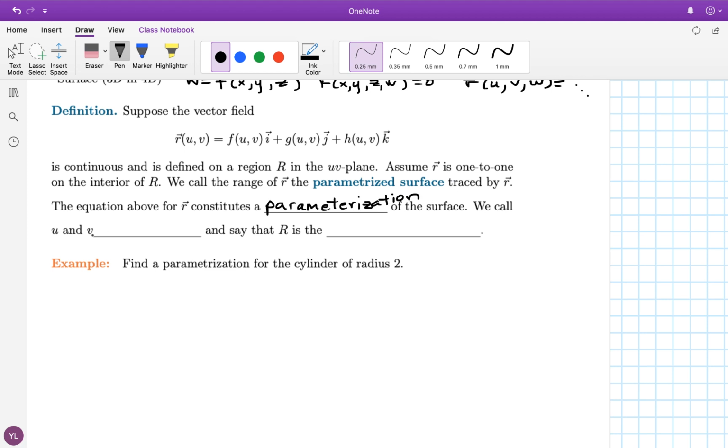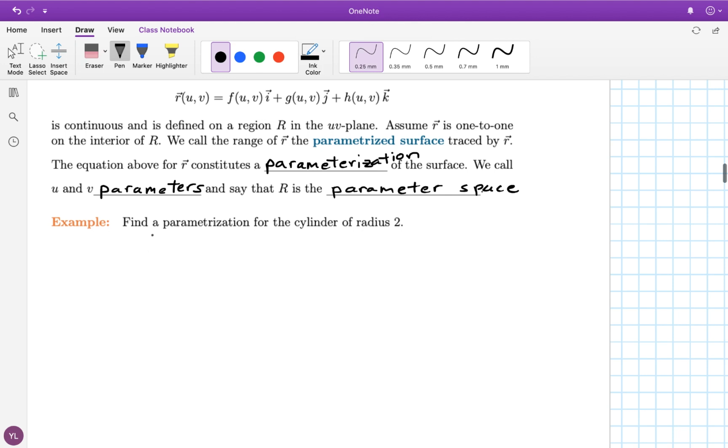U and V are the parameters, and we call R, which is the domain of the vector field, the parameter space. Okay, so I think the best way to get familiar with parametric surfaces is just to run through some examples.